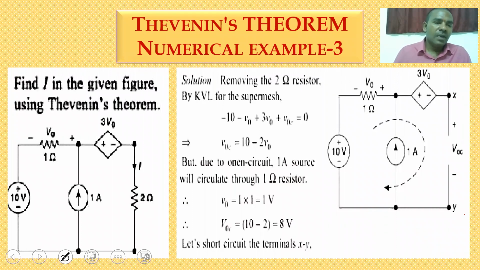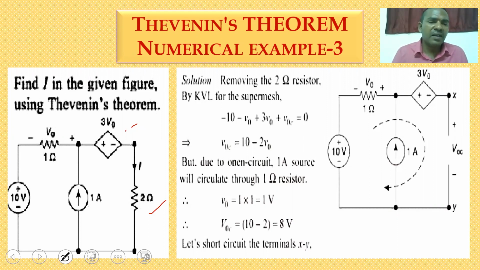So here two independent sources are there and one dependent source is there. It is a voltage controlled voltage source. So you are going for Thevenin's theorem for finding the value of I, that is the current flowing through the 2 ohm resistor. Let us assume the 2 ohm resistor is a load.